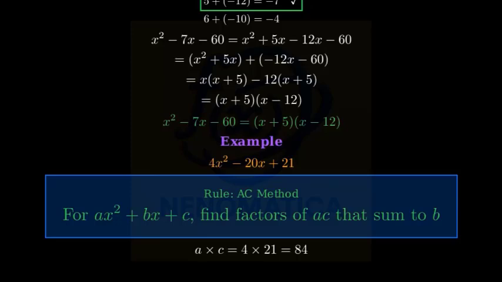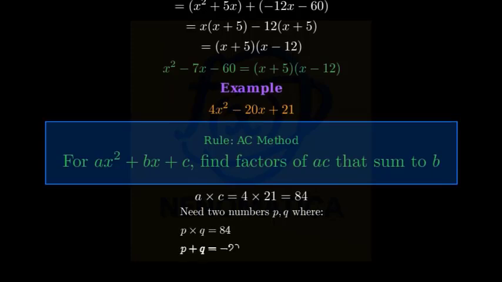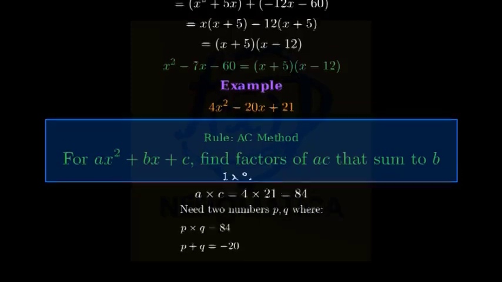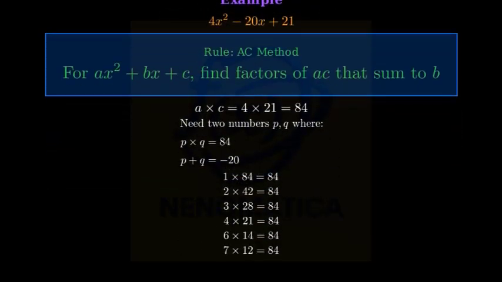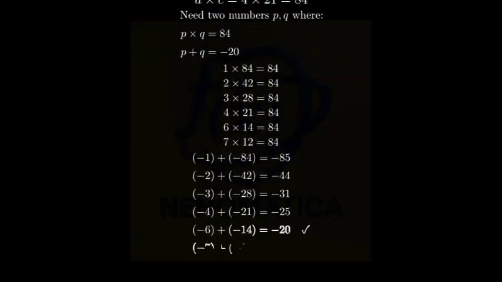And b is negative 20, so we need to find two numbers that multiply to give 84 and add up to negative 20. Let's check some factors of 84. The factors of 84 include 1 and 84, 2 and 42, 3 and 28, 4 and 21, 6 and 14, 7 and 12. Since we need a sum of negative 20, both factors should be negative. Negative 6 and negative 14 add up to negative 20, and they multiply to give 84. So these are our factors.